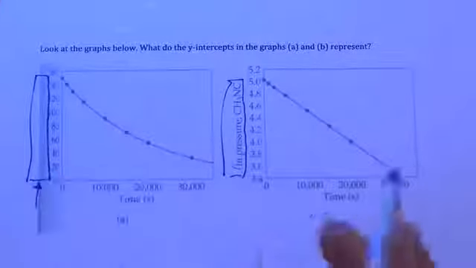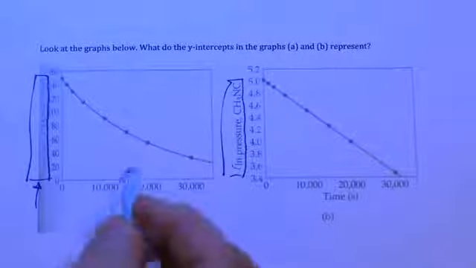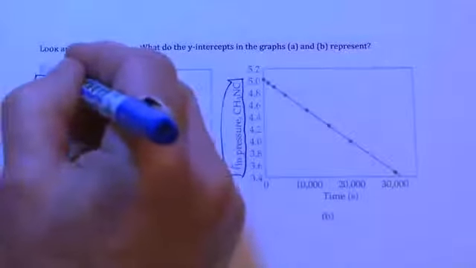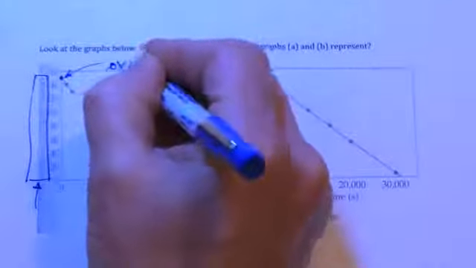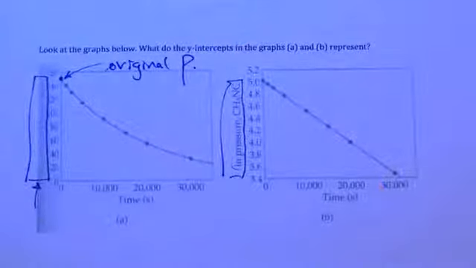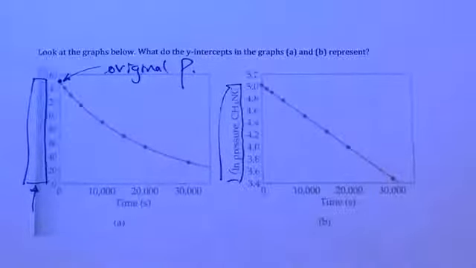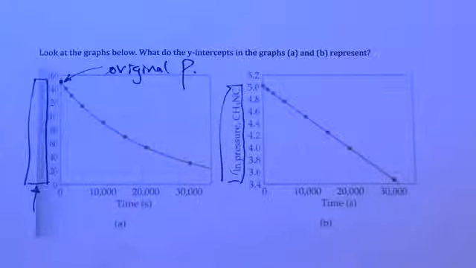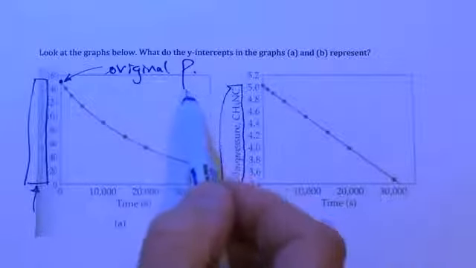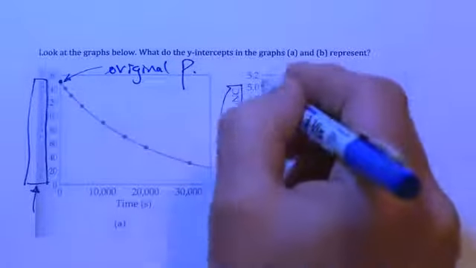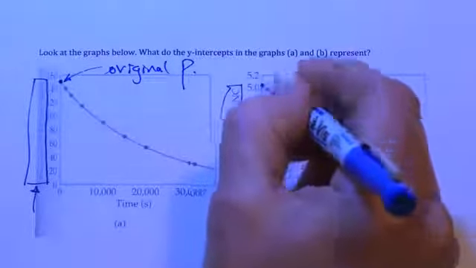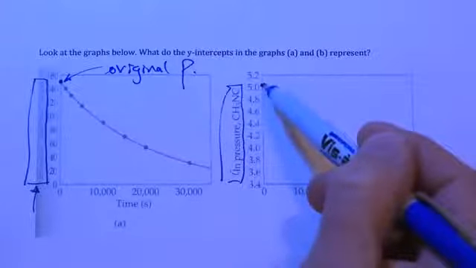So remember, pressure is analogous to concentration, so the y-intercept is where it would start right up here, and this would be the original pressure of the chemical, or the starting pressure, or if you looked at it in terms of an equation, it would be the one with the subscript little o or little zero. Now, if you look at this one right here, this is the natural log of the pressure, so this would be the natural log of the original pressure.